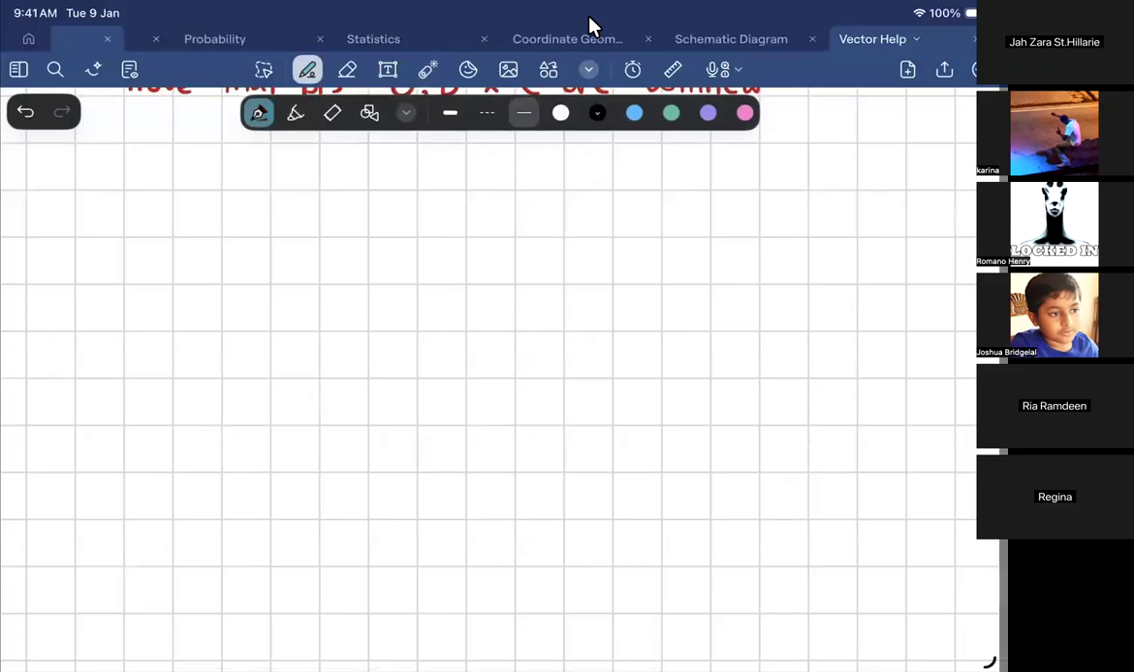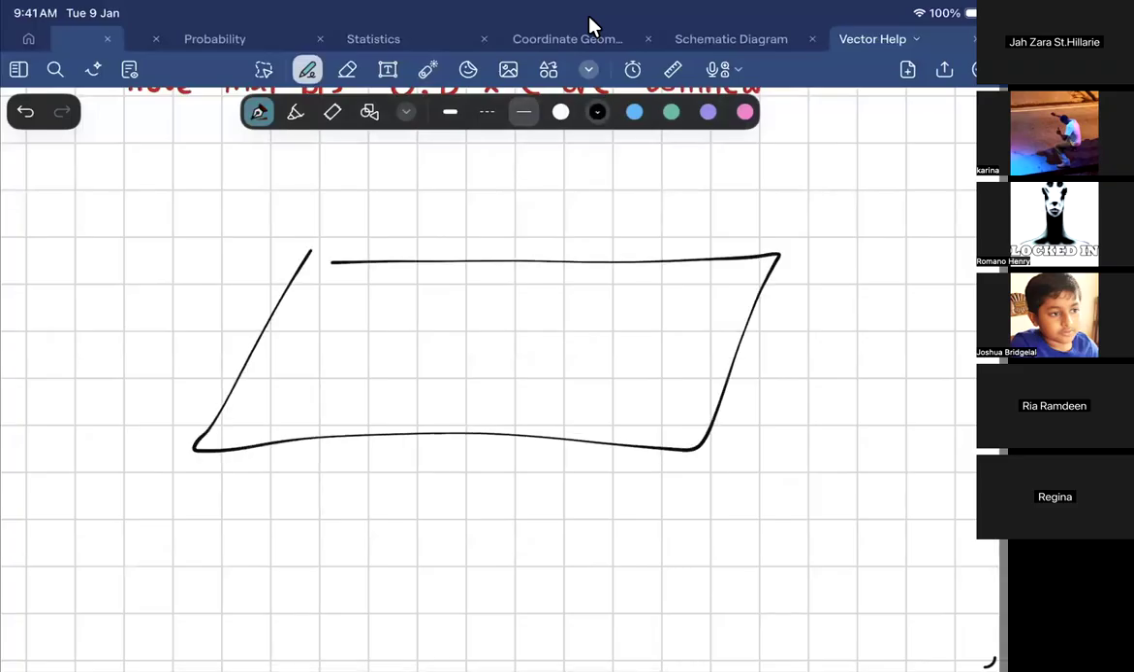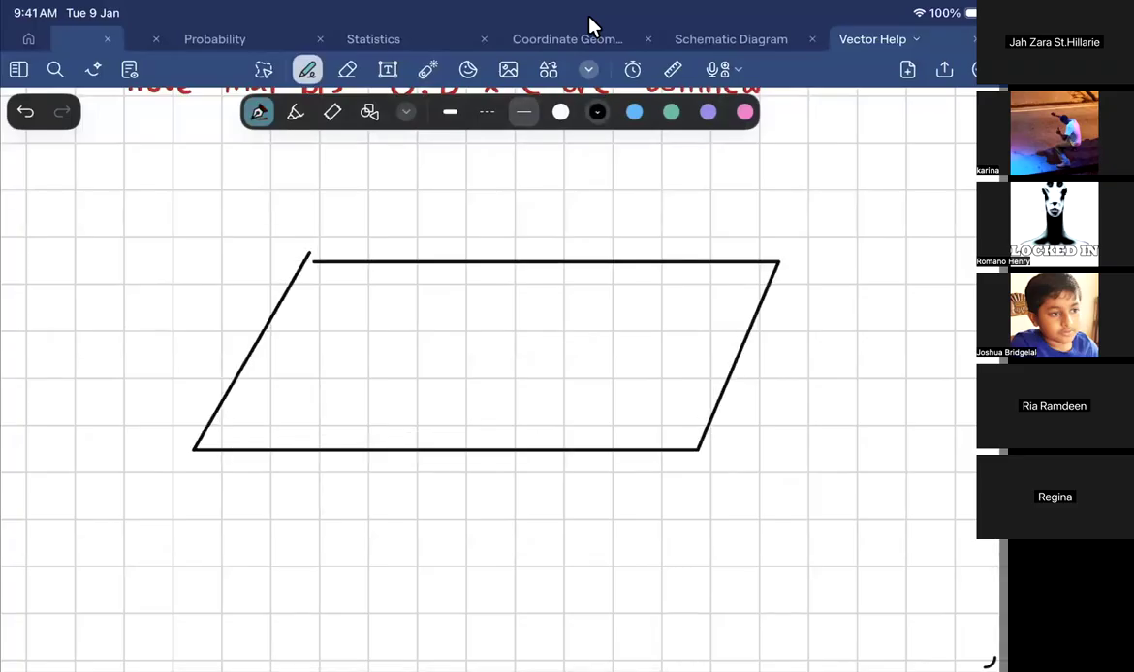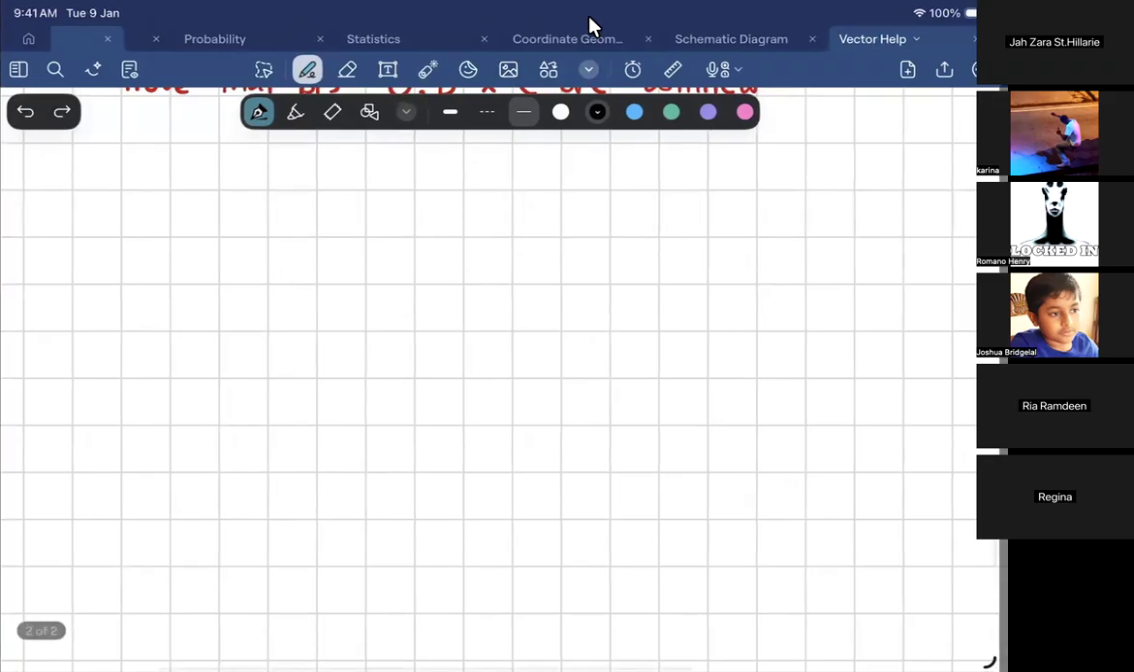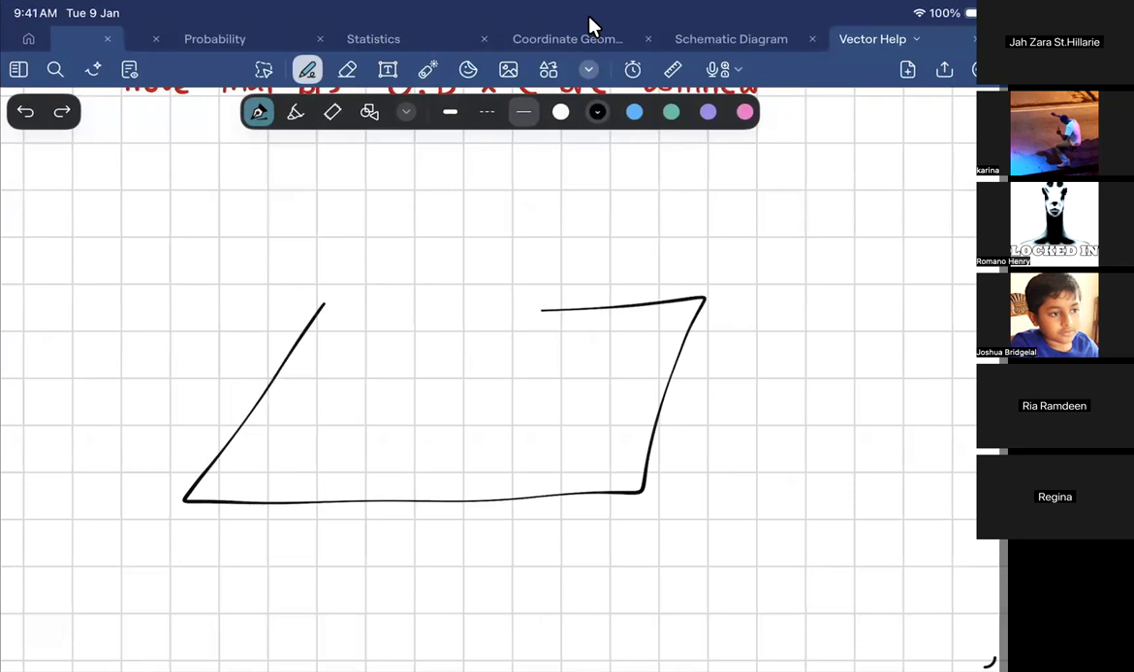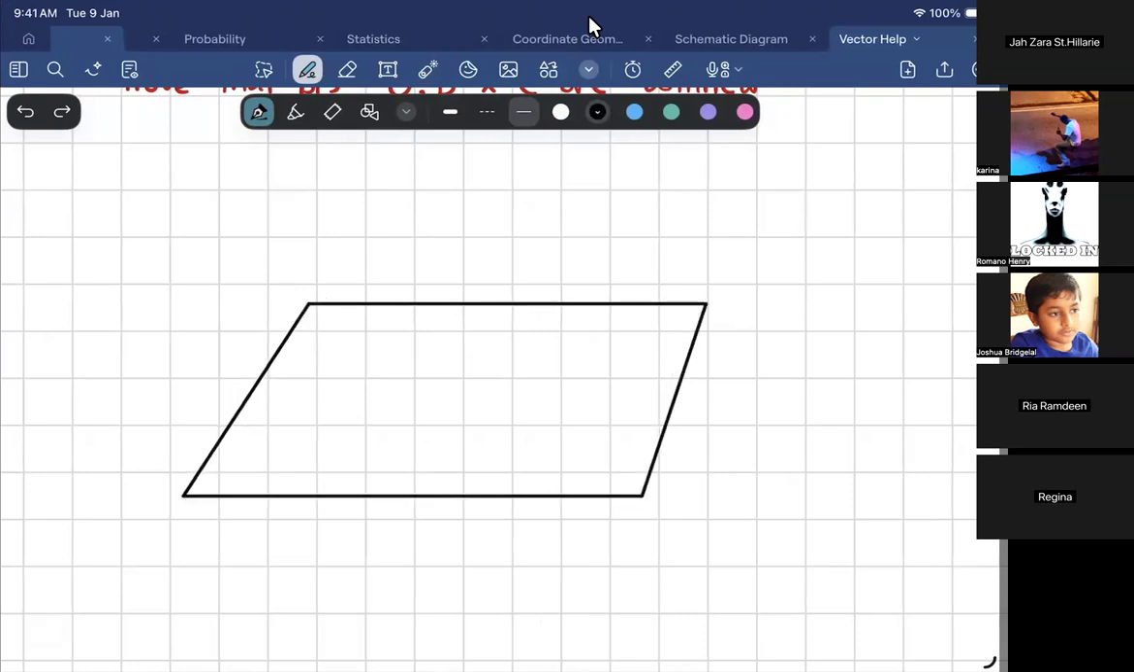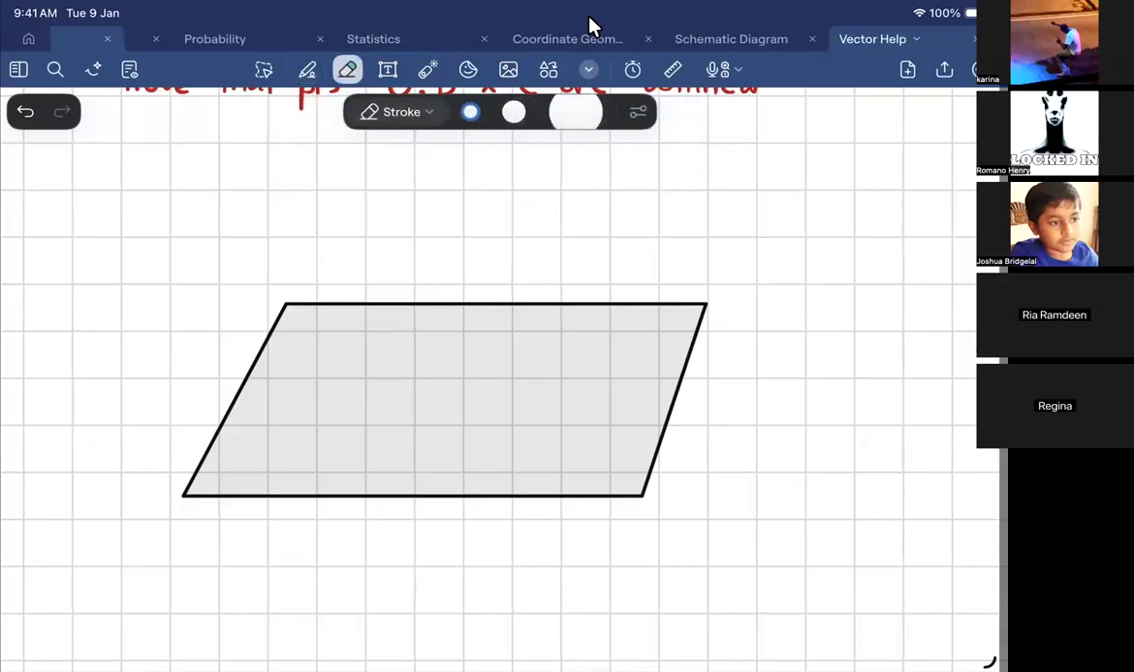Let me incorporate shapes into this now. What shape is that? Guys, I can't be forgetting all the shapes. What shape is that? A parallelogram. It's a parallelogram, also called a quadrilateral.